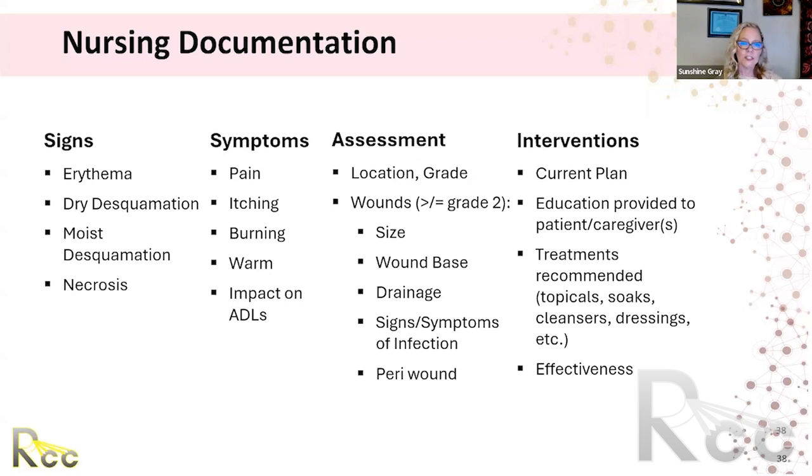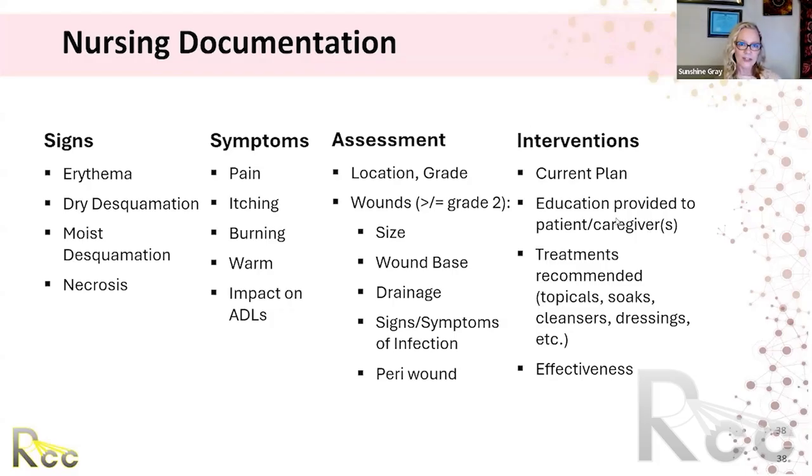And then for interventions, we always want to document what plan we have created with the patient and for the patient, what education we have provided to them, what treatment recommendations we've made to them, whether that be topical cream or soaks or cleansers or dressings. And also, is that recommendation effective? Is it actually helping the patient with their symptoms and their radiation dermatitis?